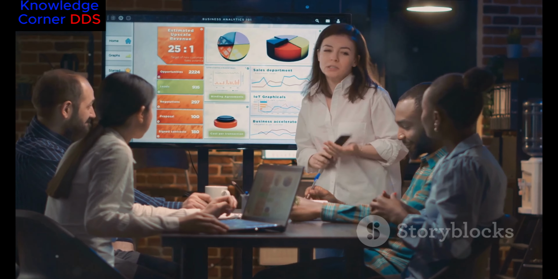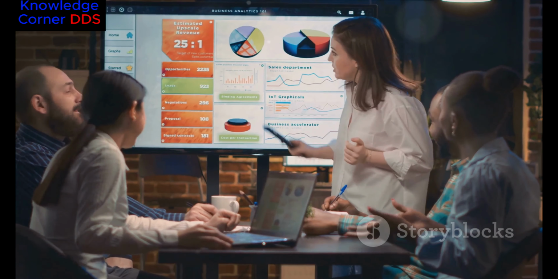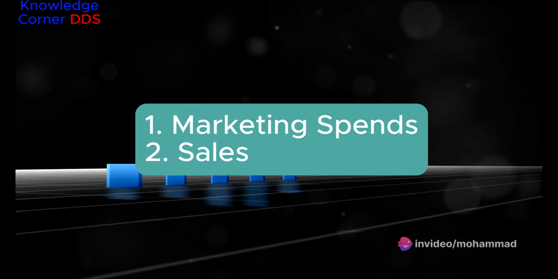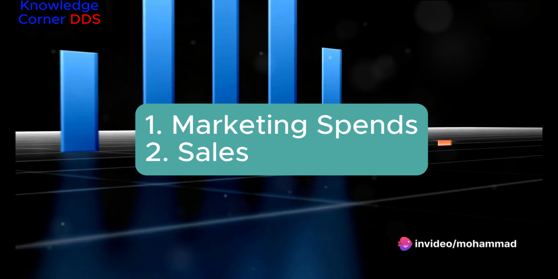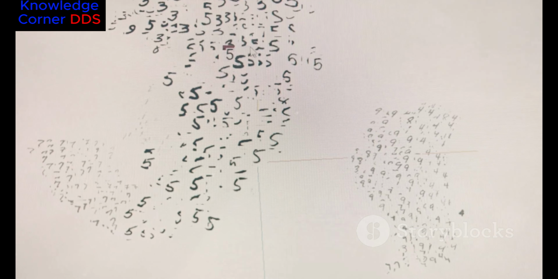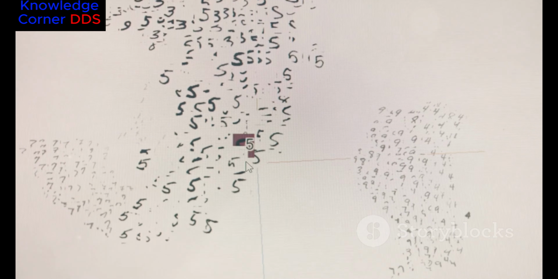Linear regression is a statistical technique that allows us to understand the relationship between two variables. In this case, the two variables are marketing spend and sales. The data scientist would collect historical data on these two variables and use that to build a linear regression model. Once the model is built, the data scientist needs to interpret the results.